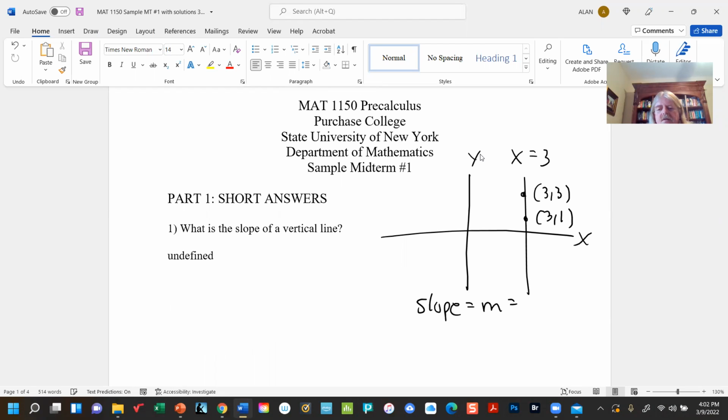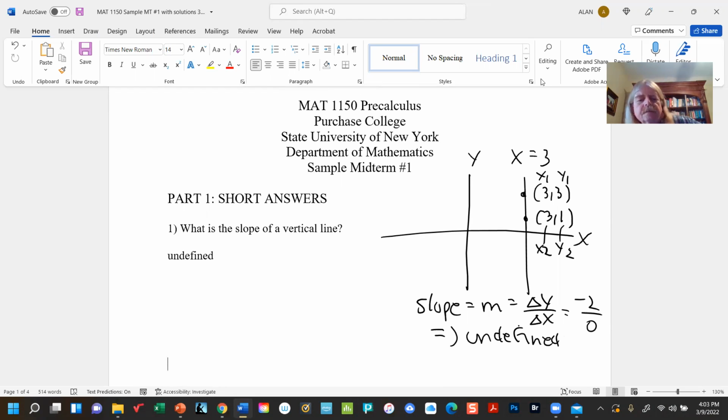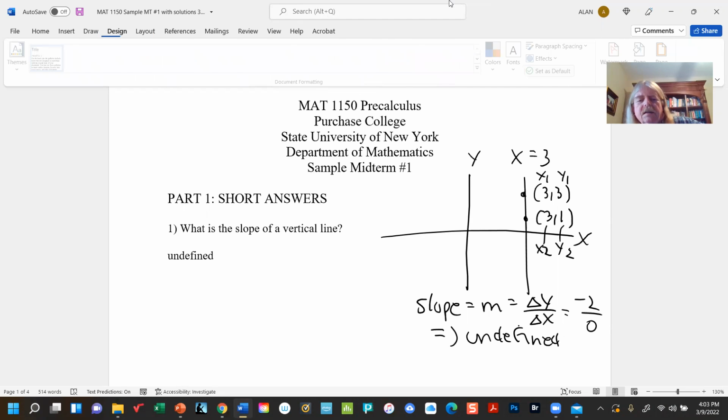is m equals delta y over delta x. But if you notice what's happening here, the x's aren't changing. So you've got, let's say this is x1, y1, x2, y2. The difference in the y's is -2, which is fine, but we've got no change in the x, 0. So therefore, we have an undefined slope. Very good. All right.